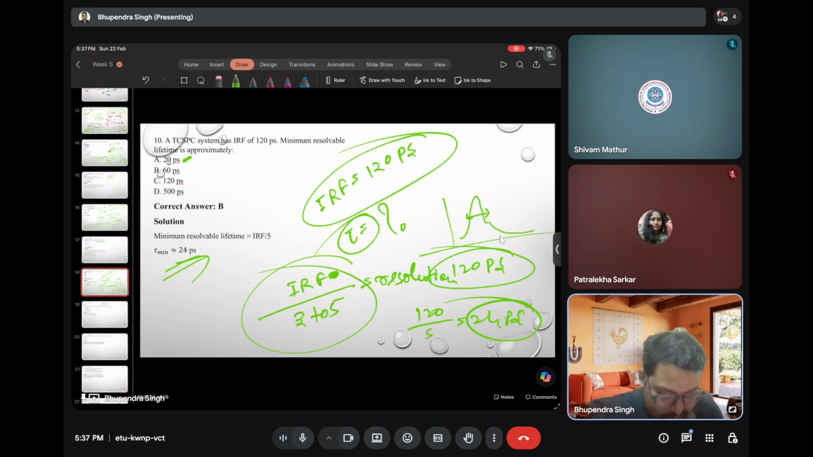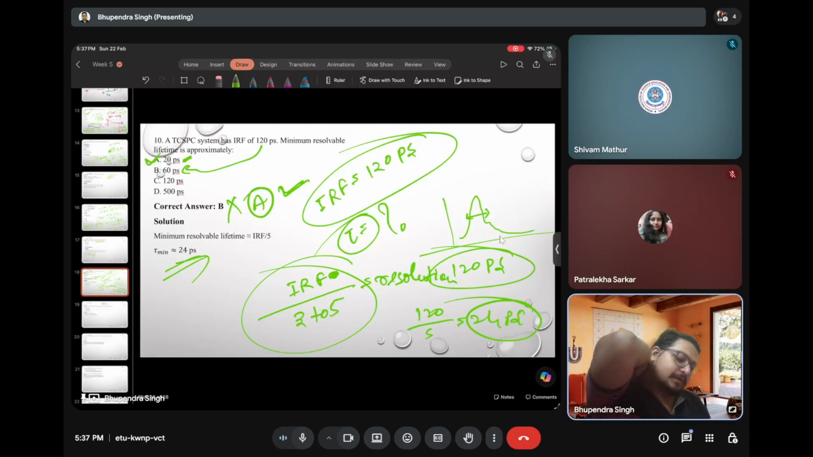Similar to this question, the answer written here is B. So this is wrong, 100%. This should be A, because 60 is just half of the IRF. So this is not the resolution. The minimum resolution is the IRF divided by 5 times.